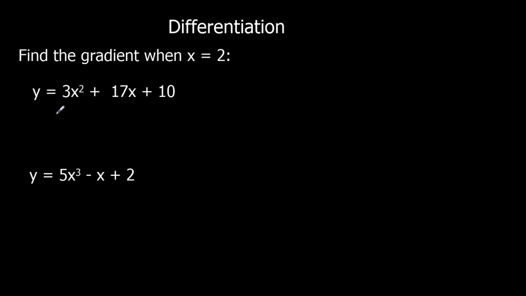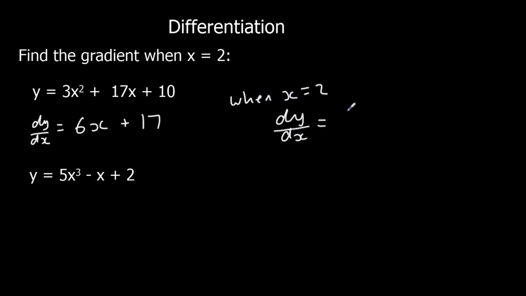So the first step, we're going to do dy dx, and the process is timesing by the power, taking 1 off the power. So 3 times 2 is 6, take 1 off the power, just goes to x, and 17x goes to 17 when we differentiate it. The 10 disappears, so the gradient function is 6x plus 17. So when x equals 2, dy dx is 6 times 2 plus 17, which is 12 plus 17, which is 29.